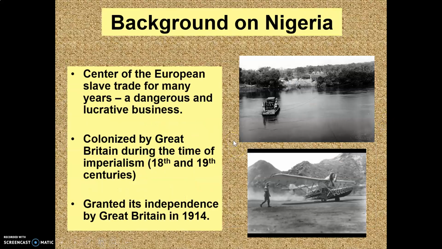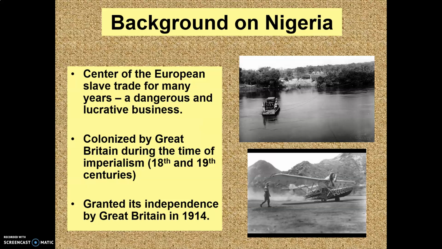So Nigeria, because it was close to those ports that I showed you on the map just now, was a center for European slave trade for a really long time. So both a dangerous and very lucrative business. And I'll share some irony about the slave trade here in just a few minutes.